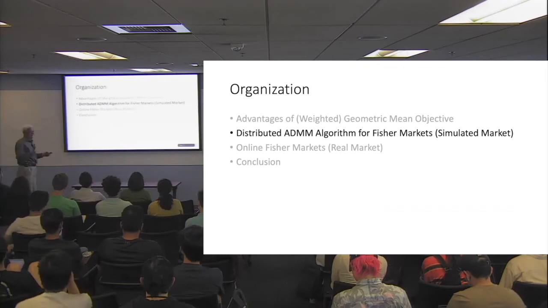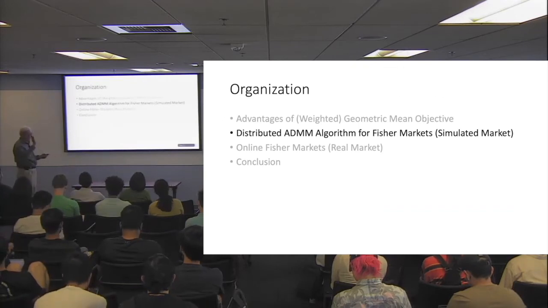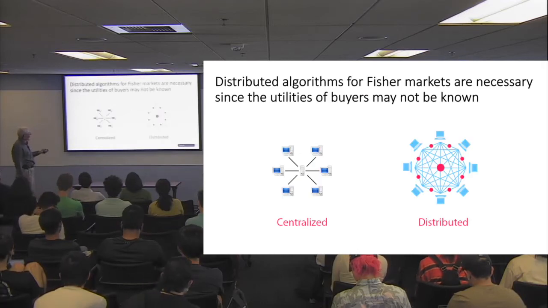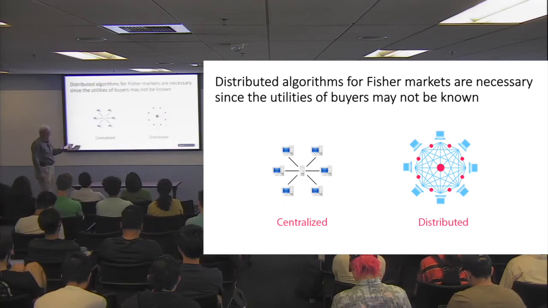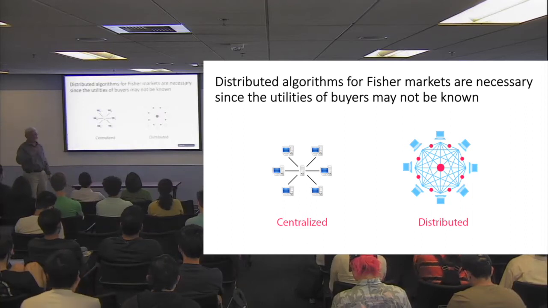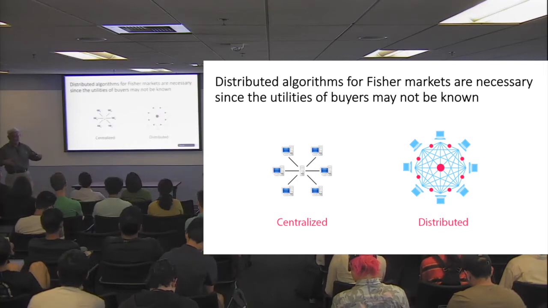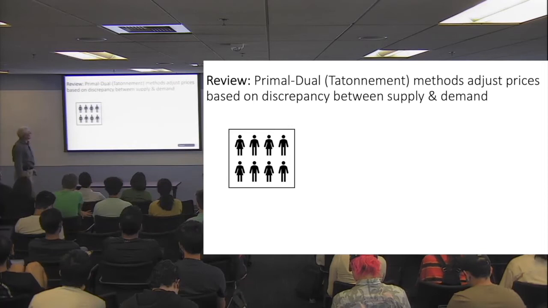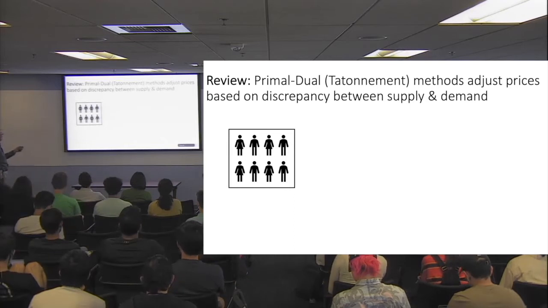So first, I know many of you work on this distributed market, okay? But today I want to introduce a new algorithm. It's called the ADMM market. You all know what centralized means: you collect all the information and the details, even those that are private. I need to get that information, so that's centralized. However, the other one is distributed. In game theory there is a primal-dual algorithm called tatonnement, which adjusts the prices based on the discrepancy between supply and demand.